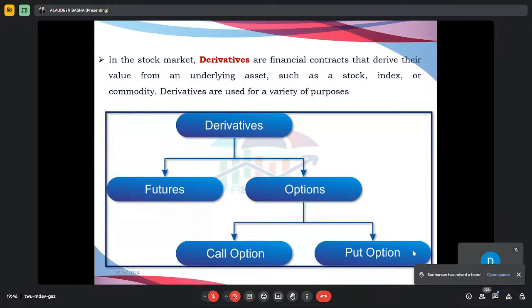What is meant by derivative? It's a simple term. It's just a financial contract. By using the financial contract, you can derive from the underlying asset, such as a stock, index, commodity or currency, whatever it is, for the particular time period. In simple words, you can buy a huge quantity of stock or commodity or currency for the particular time period. So within a time period, if you have a profit, you can book it and carry on.